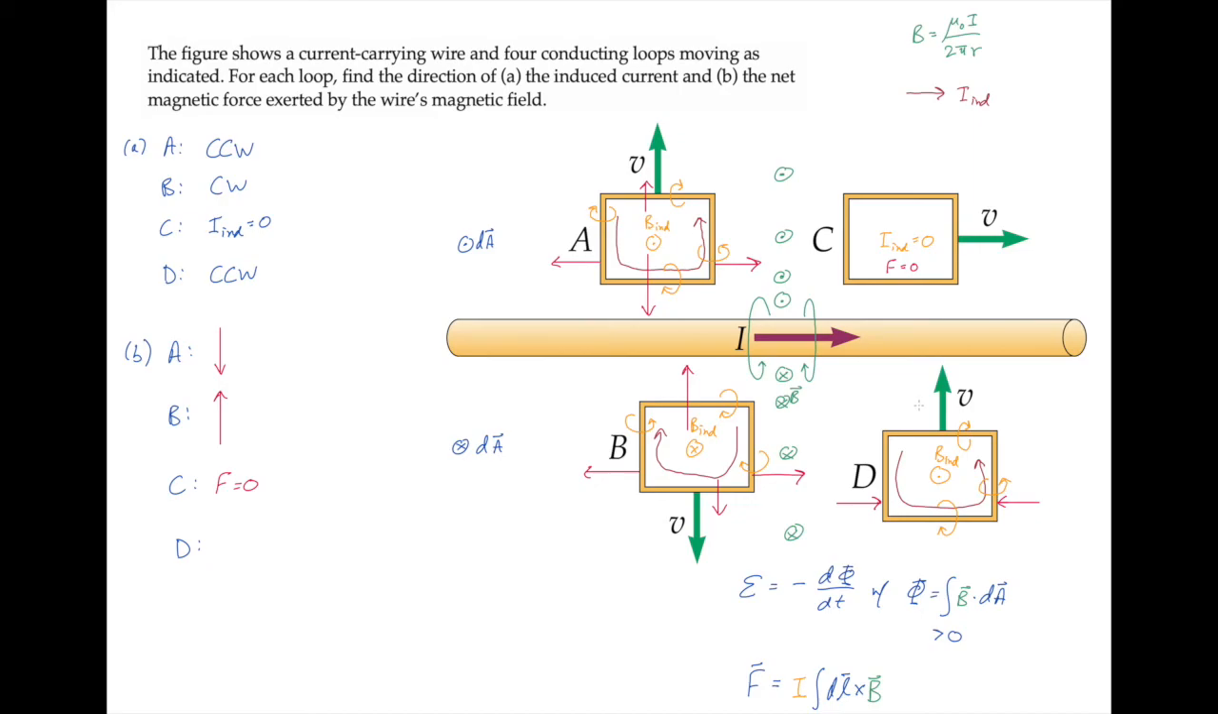For loop D, the induced current on the horizontal leg closest to the current carrying wire is directed to the left. The magnetic field is into the screen, so the cross product dl cross B gives us a magnetic force away from the wire. On the horizontal leg farthest from the wire, where the magnetic field is weaker, we find a weaker magnetic force directed toward the wire. The net force is then away from the wire, again in accordance with Lenz's law.